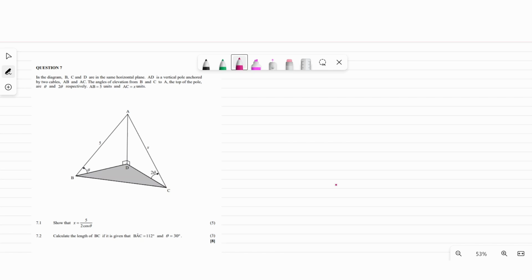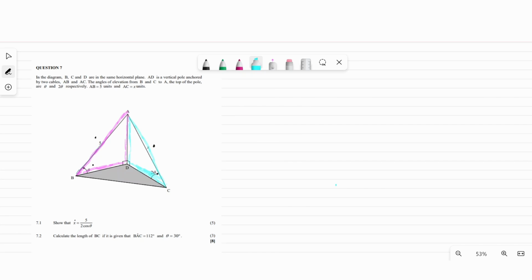So what can we see? We see that what we need to show has x, which is here in the diagram, and it also has 5, which is here. Then it has theta. So what can we use, or what do we see? We see that there are two triangles. I'm going to draw the first one, and I'm going to highlight this one in purple and the other one in blue.